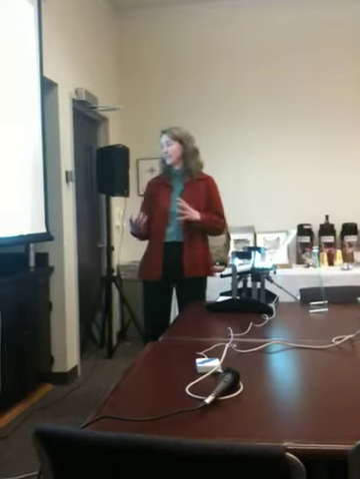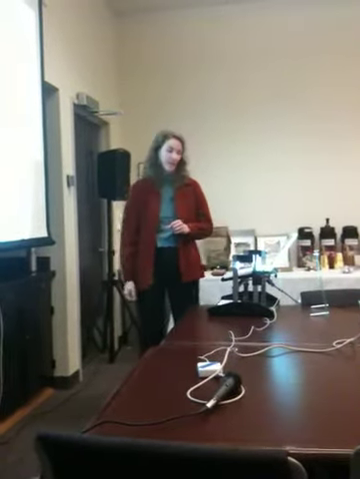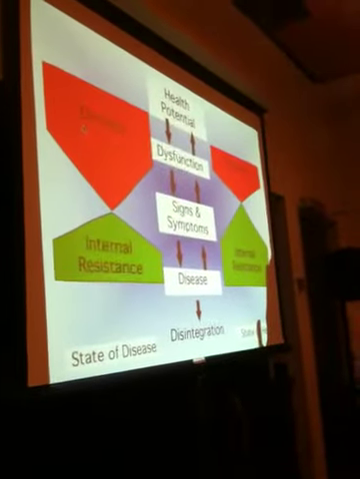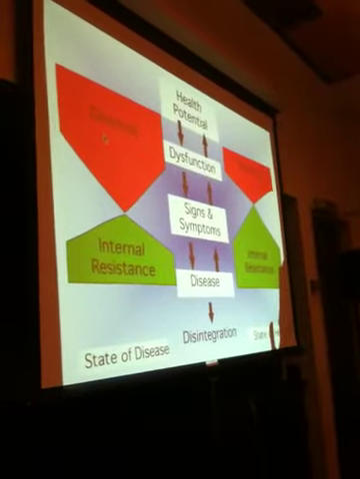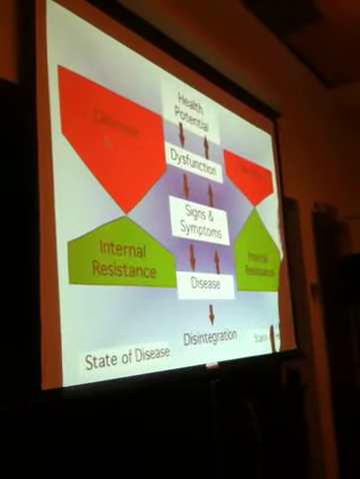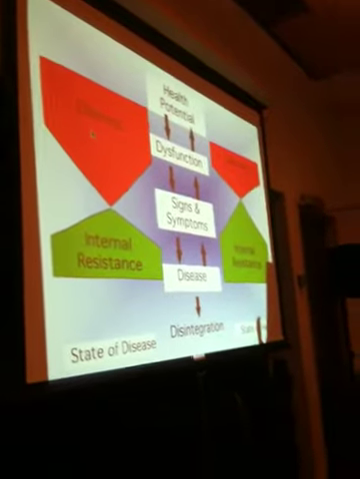How we get a state of disease and how we get a state of health. So on this side here, this area represents all of the stressors in our lives. The red being anything that creates stress, whether it's environmental toxins, stress from work, stress from a difficult diagnosis, whatever that stress might be.